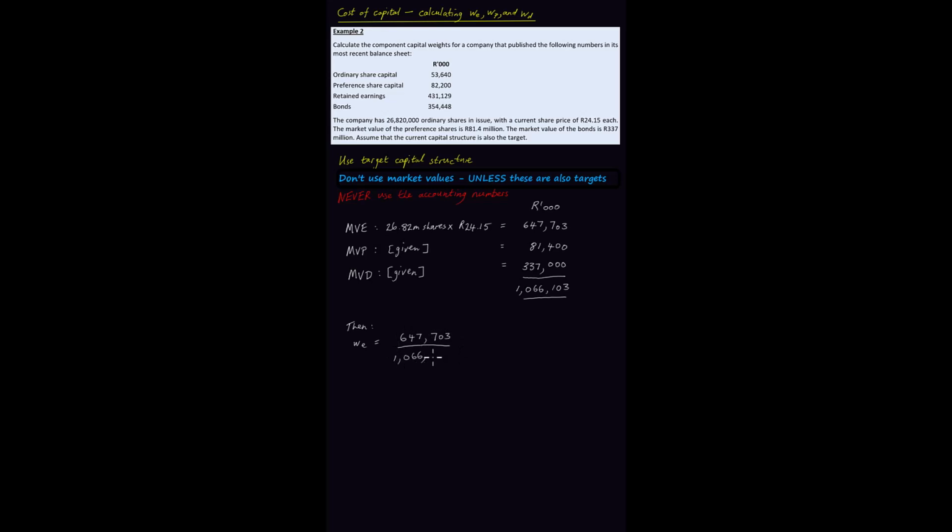The final step is to take those market values for the individual components, equity, preference shares, and debt, and divide them into that total capital number to calculate the percentages involved, which turn out to be 60.75% for equity, 7.64% for preference shares, and finally 31.61% for debt. And we do a check to ensure that, as is logically required, the sum of those three components is equal to 100%.